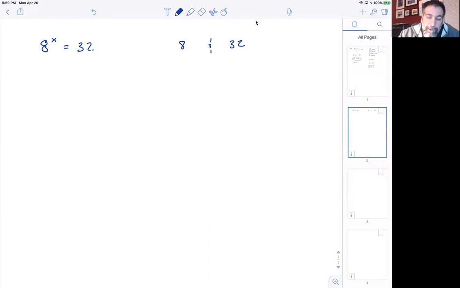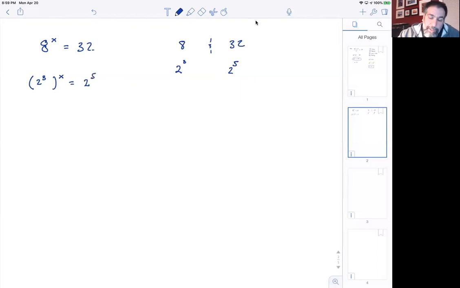Hopefully, you're going to come up with the fact that both of them can be written as base 2 numbers. 8 is 2 to the third, and 32 is 2 to the fifth. So if I rewrite that, 8 is being raised to the x, which means I'm going to change that 8 to a 2 to the third being raised to the x. And on the other side, I'm going to use a 2 to the fifth.